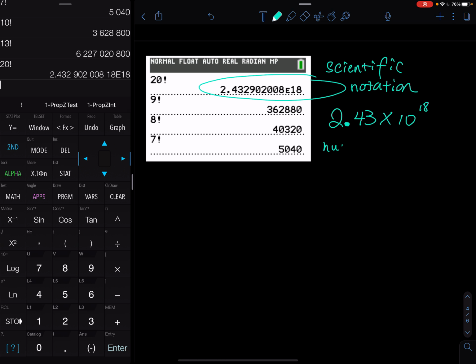So it's a huge value. There are so many digits, the calculator cannot display that many digits, therefore they show you a scientific notation.